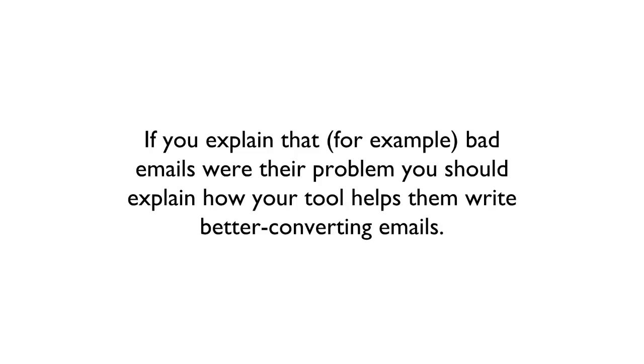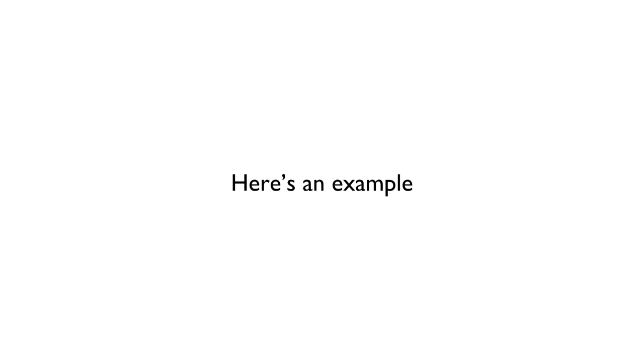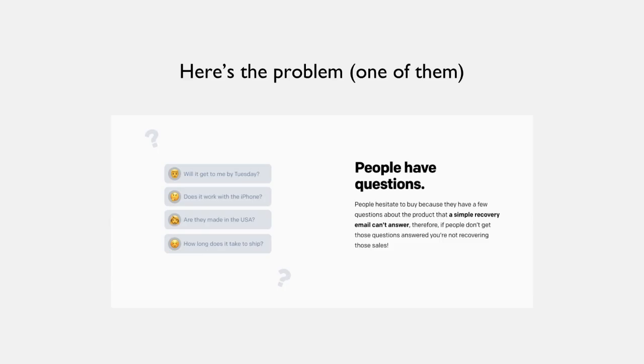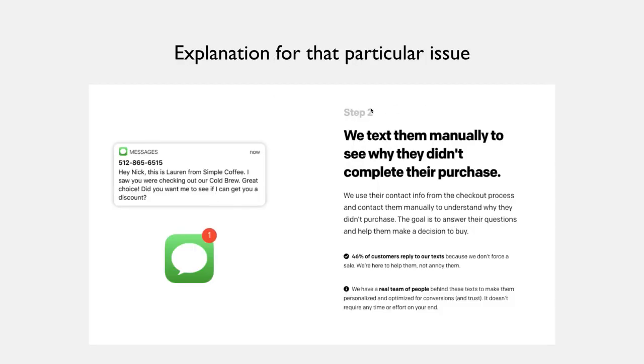If you explain, for example, that bad emails were their problem, you just need to explain how your tool helps them write better converting emails. Here's an example. If you look at the example from the previous slides, one of the problems was that people had questions about their order, like, will it get to me by Tuesday? Does it work with my iPhone? Stuff like that. And then during the explanation, I wrote that they text them manually to see why they didn't complete the purchase.